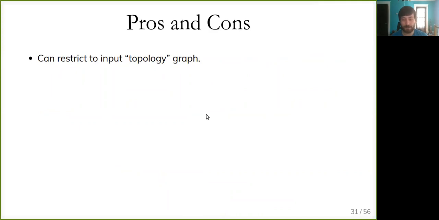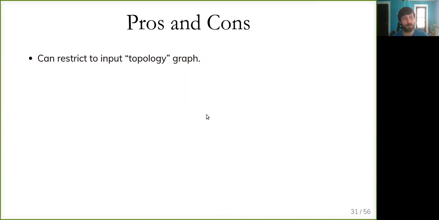All right, so here's a couple of pros and cons. We can restrict the input topology to a graph. What I mean by this is that if we already know something of the structure of the space, we can use this to construct a graph and only look at the distances between points that are connected in this graph. This has been used in particular in image segmentation, where you often try to cluster pixels. Images have a 2D grid structure, and so you only consider two points to be able to be in the same cluster if they're connected on this 2D grid.